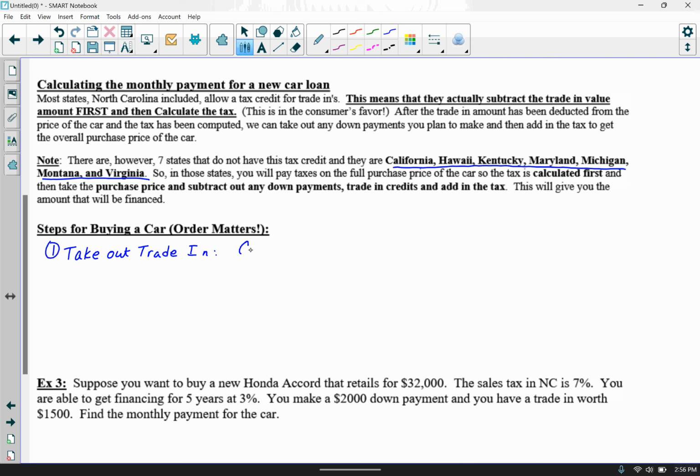What I mean by that is you take the car value that you're looking at and subtract your trade-in. So maybe it's a $20,000 car. They're going to give you $5,000 on your trade-in. So now 20,000 minus 5,000 is $15,000. That would be the amount that you'd pay tax on. In step 2, you calculate the tax. If you're living in North Carolina, it's 7% at the moment, so 0.07 times your answer from step 1.